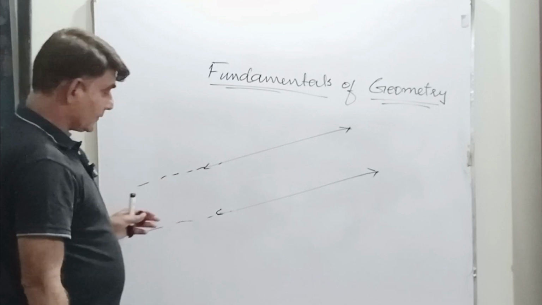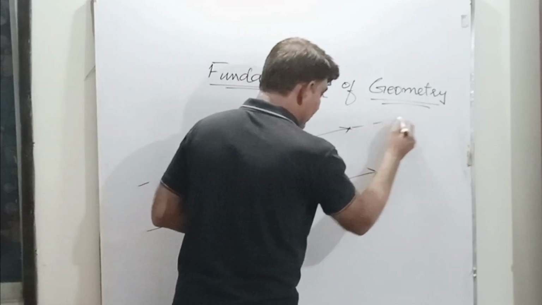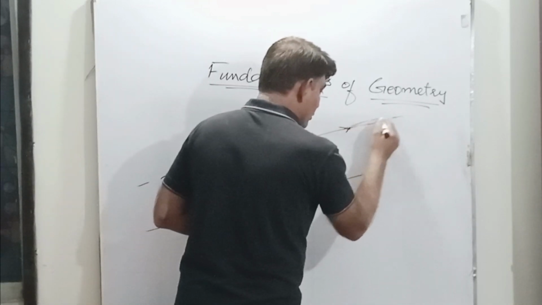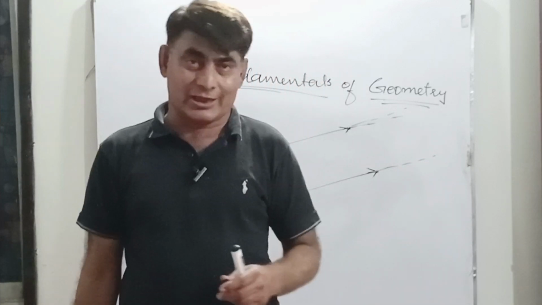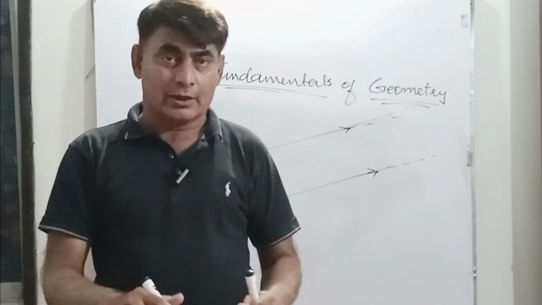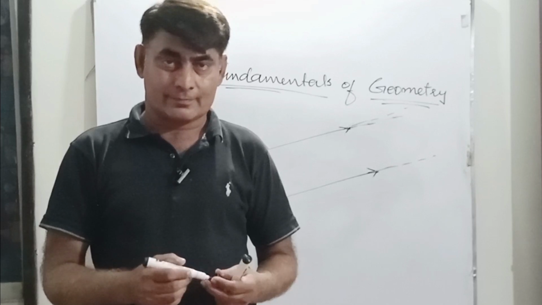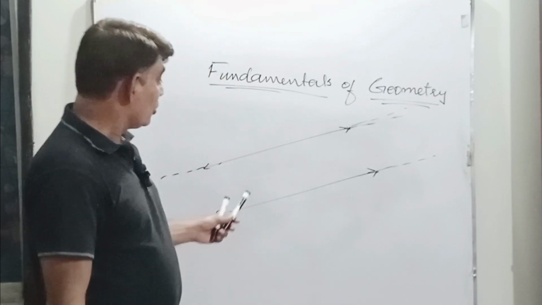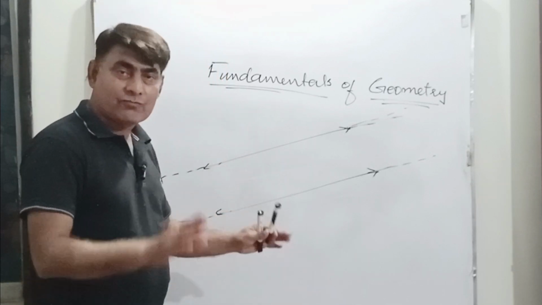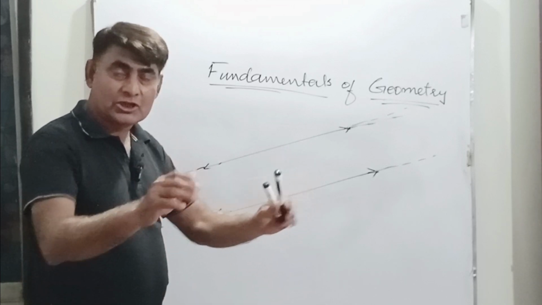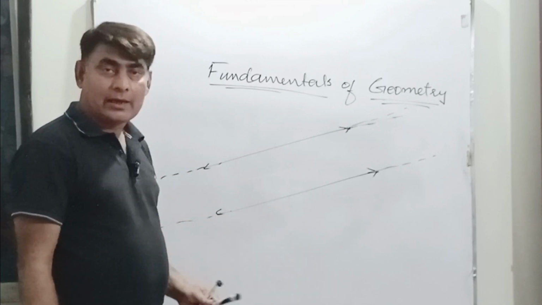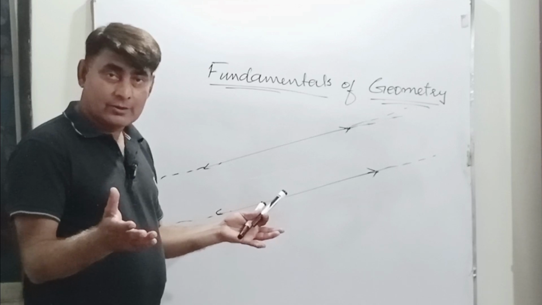So on proceeding, this one or that one, they are not going to intersect each other. There is no point in common. There is no solution, right? So parallel lines have no solution. Parallel lines have the same inclination. Parallel lines have the same gradient.